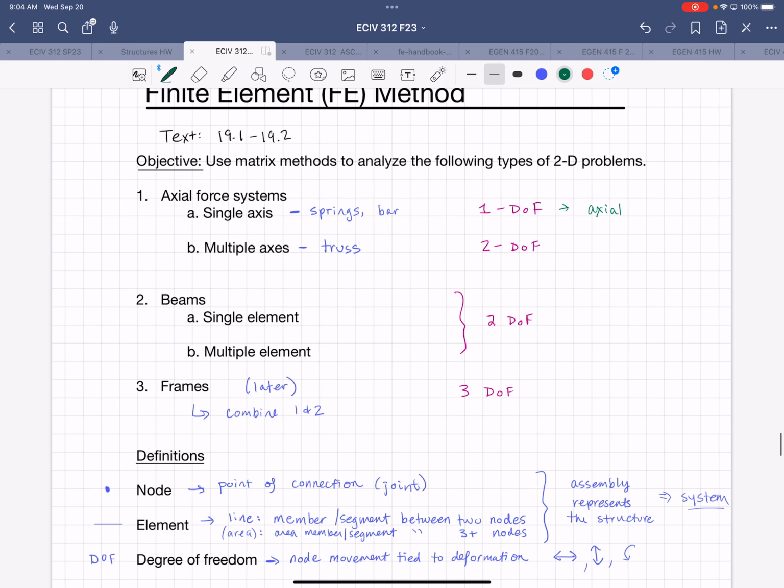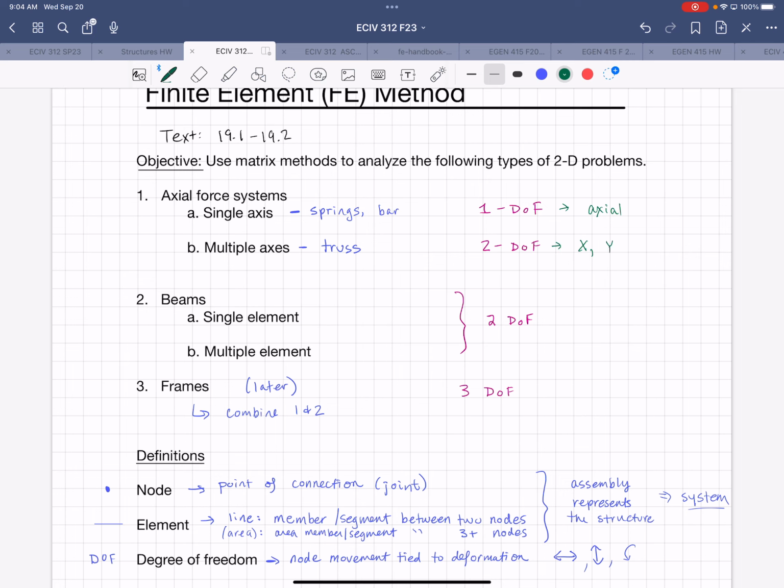When you have multiple axes in an axial force system, again, that's really just a truss because it's an assembly of single axis axial force elements, right? But because we have multiple different orientations or angles of those elements, we need a way to represent the entire structure. So that's why we have 2 degrees of freedom, and that's going to be translation in X and translation in Y.